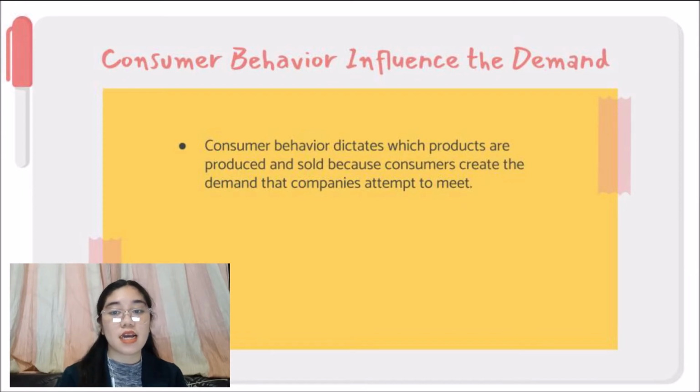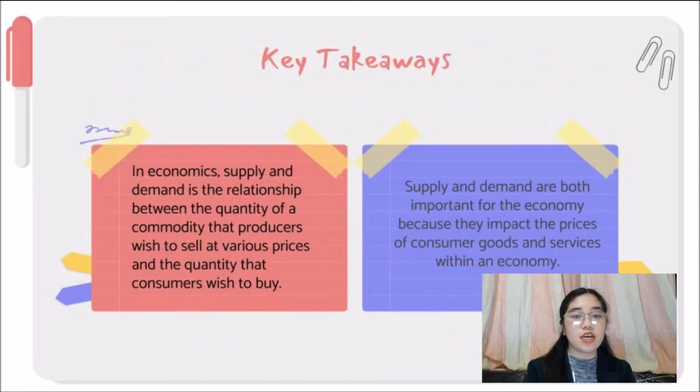As a result, companies study consumer behavior in an attempt to understand the current demand and predict the future demand. It is very important that companies maintain the capacity to produce enough of a good or service that they can satisfy the consumer's demand. So the key takeaways for these topics are: in economics, supply and demand is the relationship between the quantity of a commodity that producers wish to sell at various prices and the quantity that consumers wish to buy. It seems like a straightforward relationship, but in practical application, it can become quite complicated.